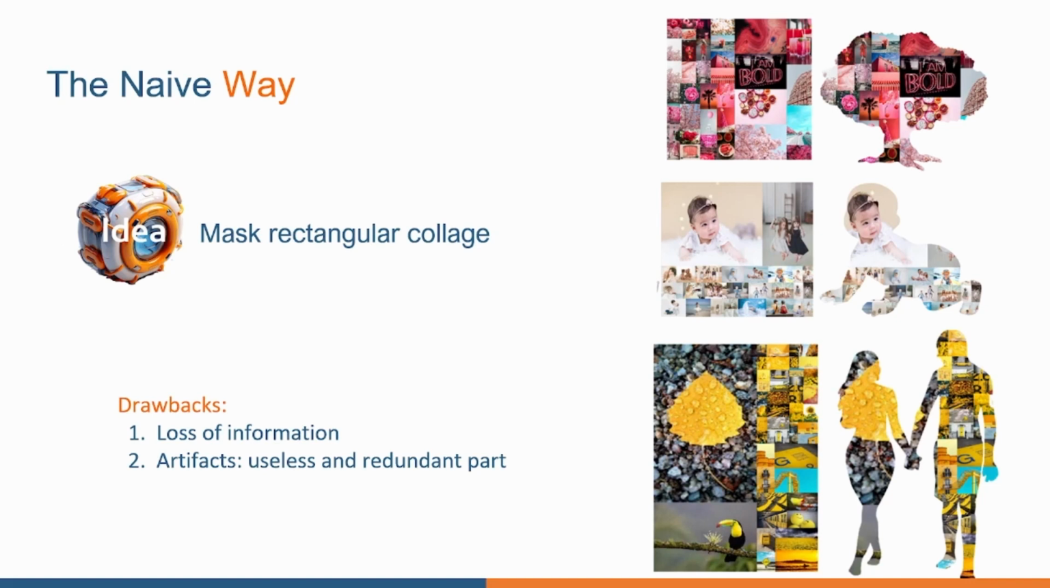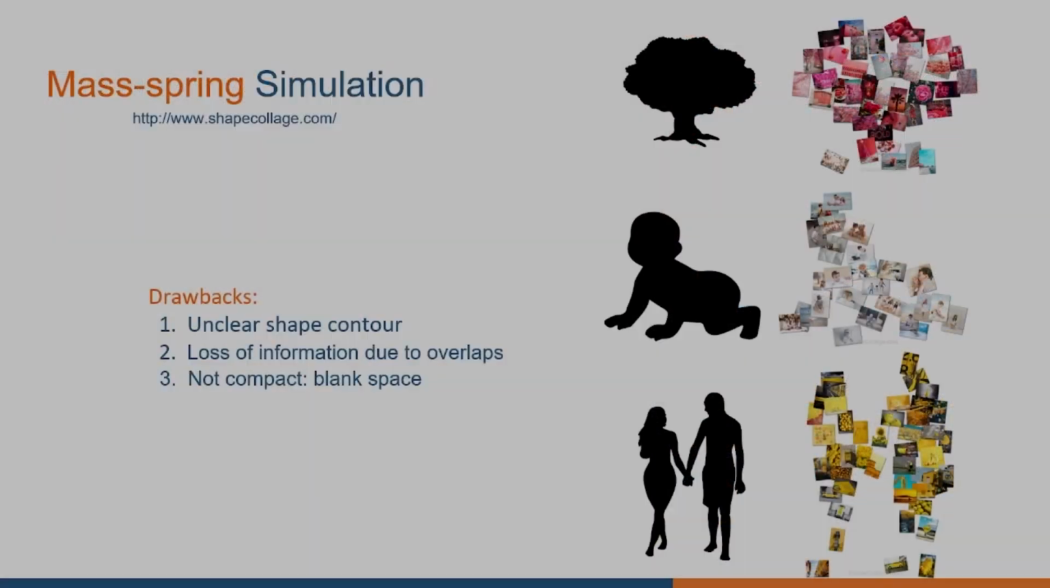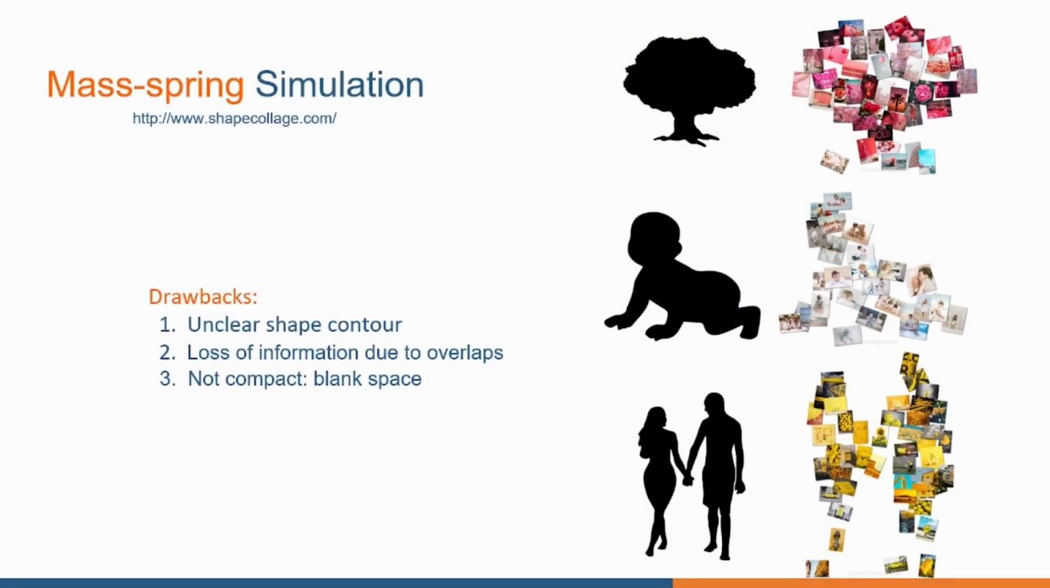However, there are two obvious drawbacks. First, a large amount of information is heavily cropped. There are also small partitions that contain no meaningful information, especially on the boundary. A more sophisticated way is to adopt mass spring simulation-based tools. The downside, however, includes unclear shape contour, overlapping between images, and blank space on the canvas.